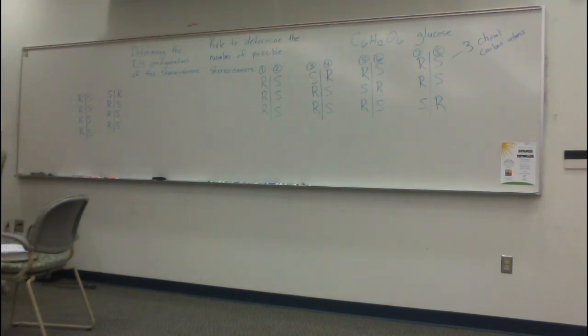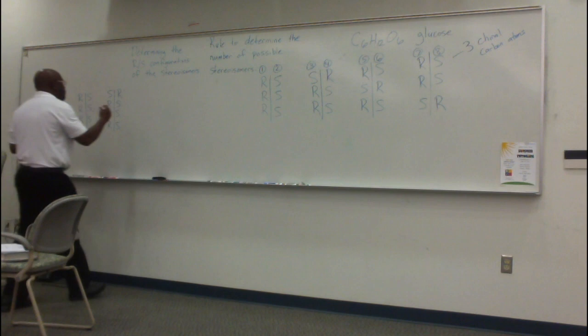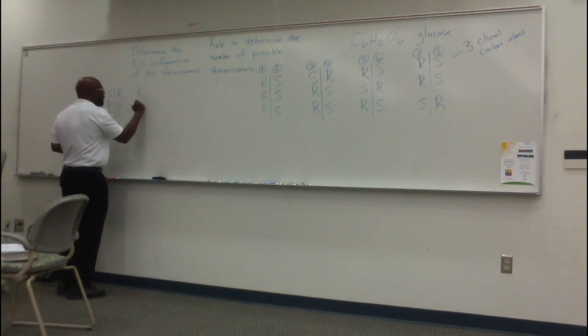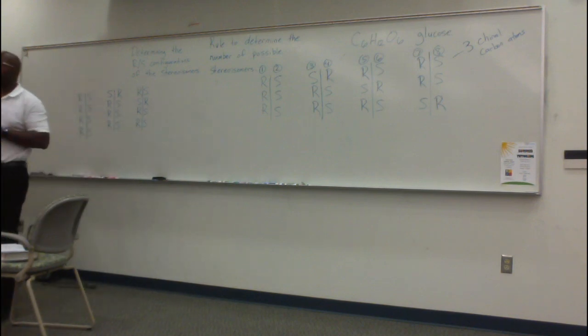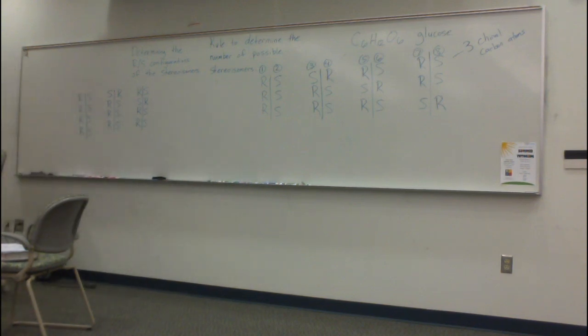Next, I'm going to take my same 4 R's together. I'm going to change the second letter. So it'll be R, S, R, R. Mirror of this will be S, R, S, S. Notice I changed the second letter.